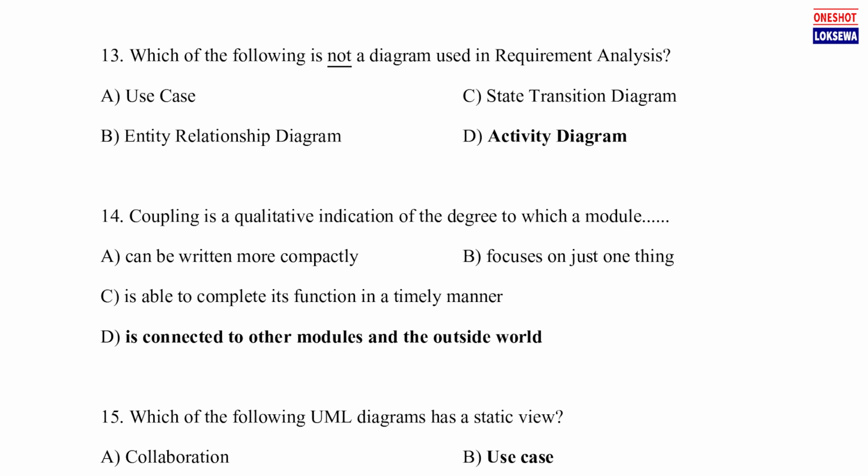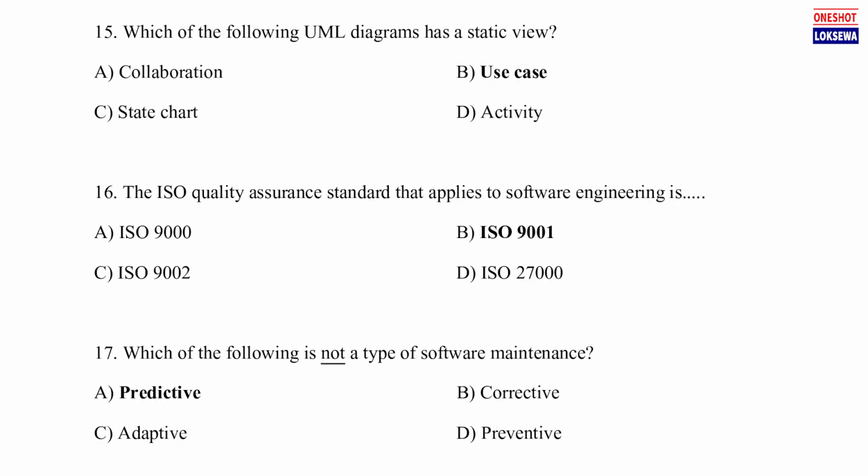14. Coupling is a qualitative indication of the degree to which a module A. Can be written more compactly, B. Focuses on just one thing, C. Is able to complete its function in a timely manner, D. Is connected to other modules and the outside world. 15. Which of the following UML diagrams has a static view? A. Collaboration, B. Use case, C. State chart, D. Activity.